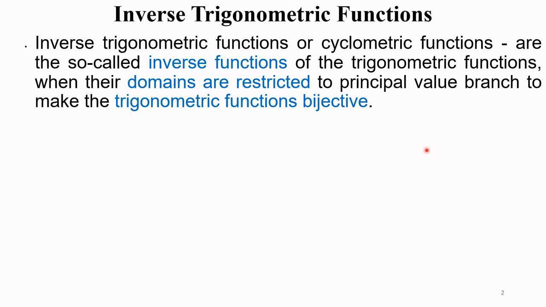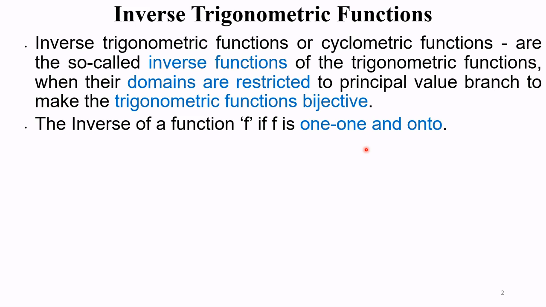This is very important. So in order to make the trigonometric functions bijective, domains are restricted. That means the boundaries are given to the principal values. That is for the range. So all inverse trigonometric functions are bijective. If it is not bijective, then it is not an inverse trigonometric function. Please note it, it is very important.